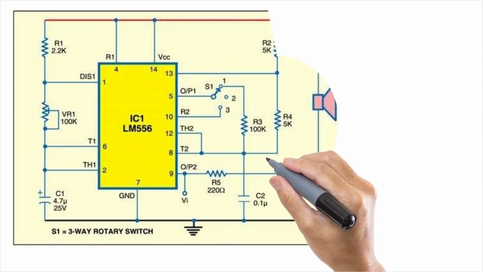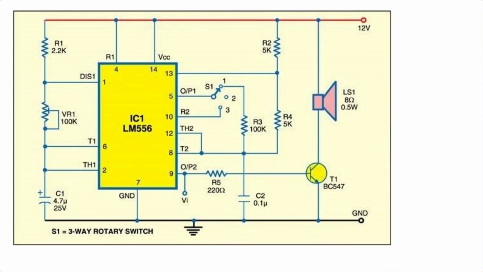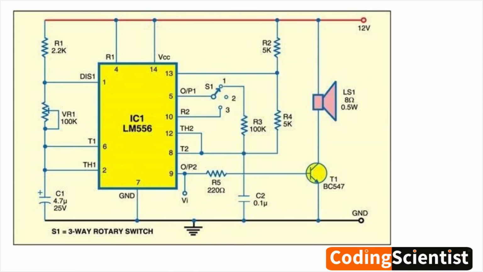This circuit generates different musical notes, or tones, based on the position of the rotary switch, S1. It uses a 555 timer, IC1, in astable multivibrator configuration to produce the oscillating signal, which is then amplified and fed to a speaker, LS1, to produce the audible tones.